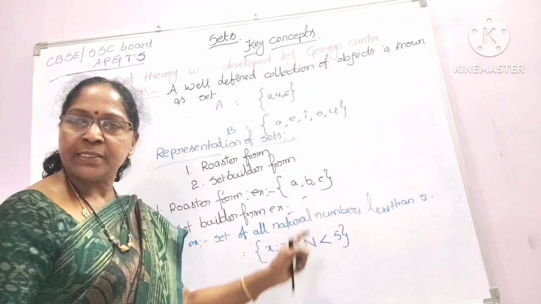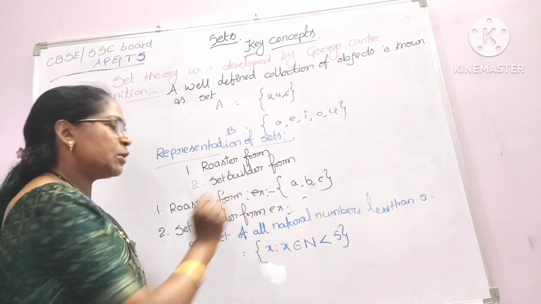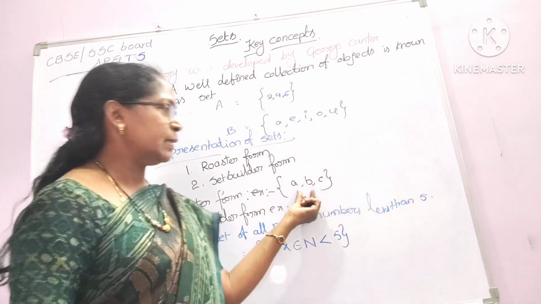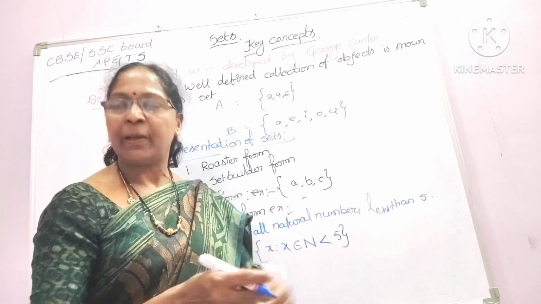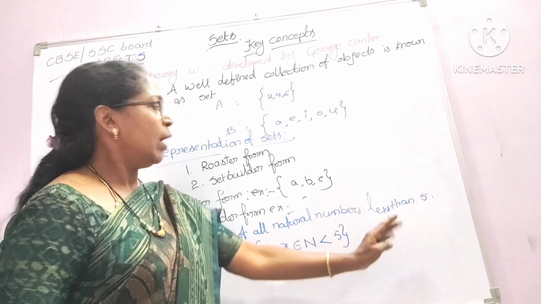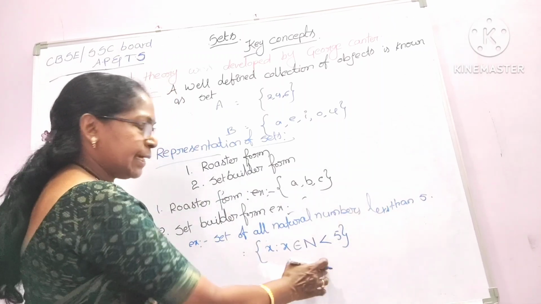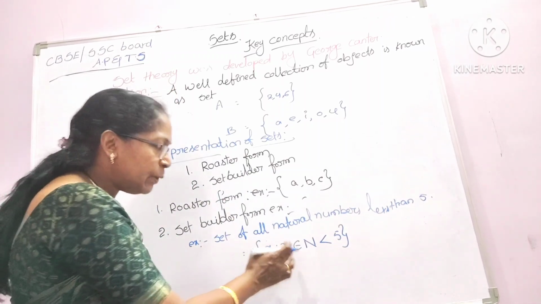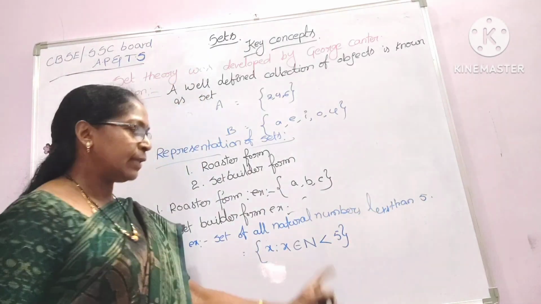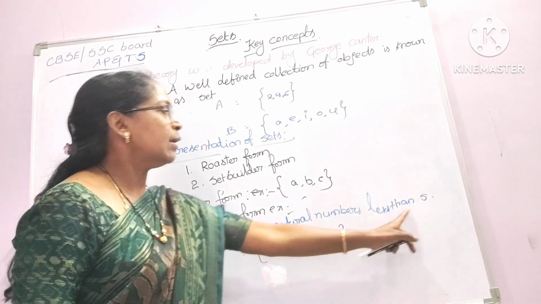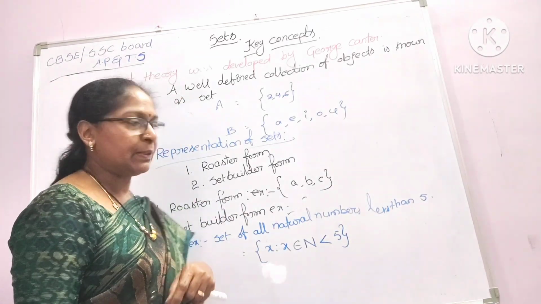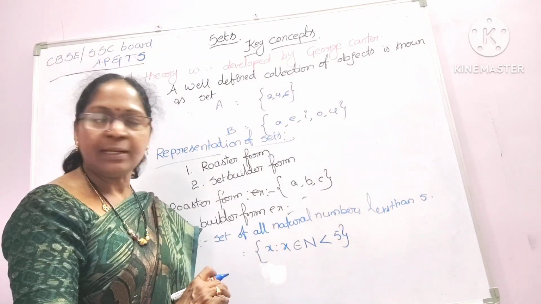So in those two ways we can represent sets. One is roster form and the second one is set builder form. In the roster form, directly you have to represent the elements, separated by commas. In set builder form, they will give you a condition. According to that condition you have to represent it like this. x is always an element that belongs to the set, and whatever condition is given, you represent it here. Here, natural numbers less than 5, so n less than 5. This is a way of representing the set.